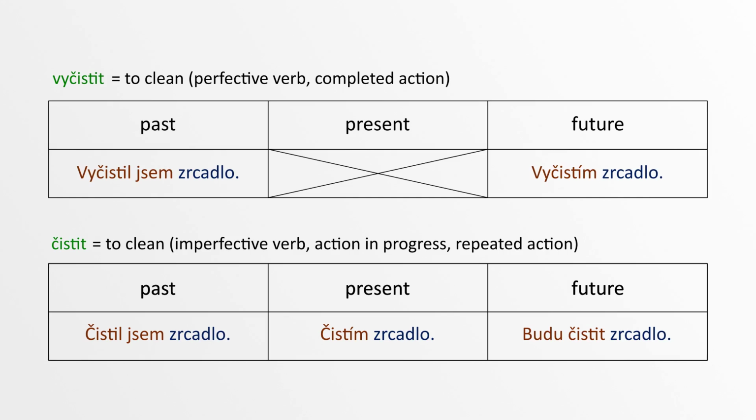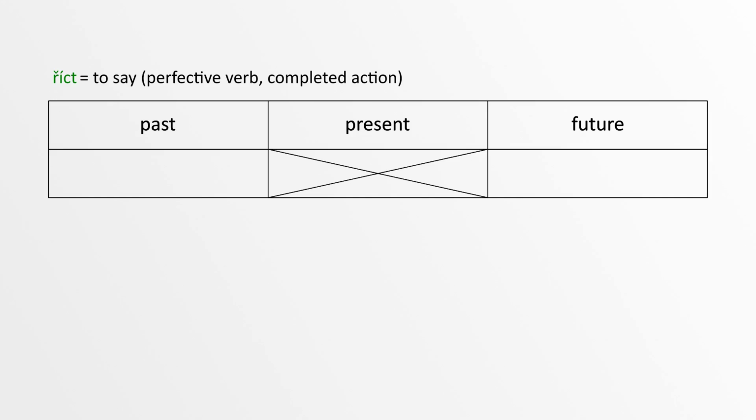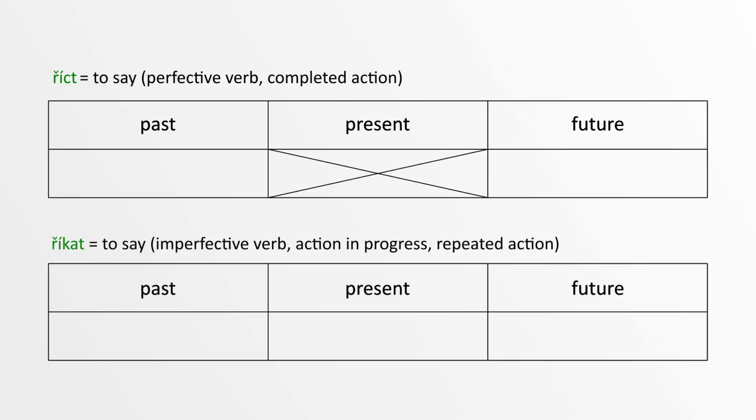Another example would be a perfective verb říct, which means to say, once and completely. And its imperfective counterpart, říkat. That's to say something in general or repeatedly. Perfective variant říct. Řekl jsem to. I said it once and the activity was completed and it's of course past. Řeknu to. I will say it. Again, once, and the activity is going to be completed, and that's, of course, future.